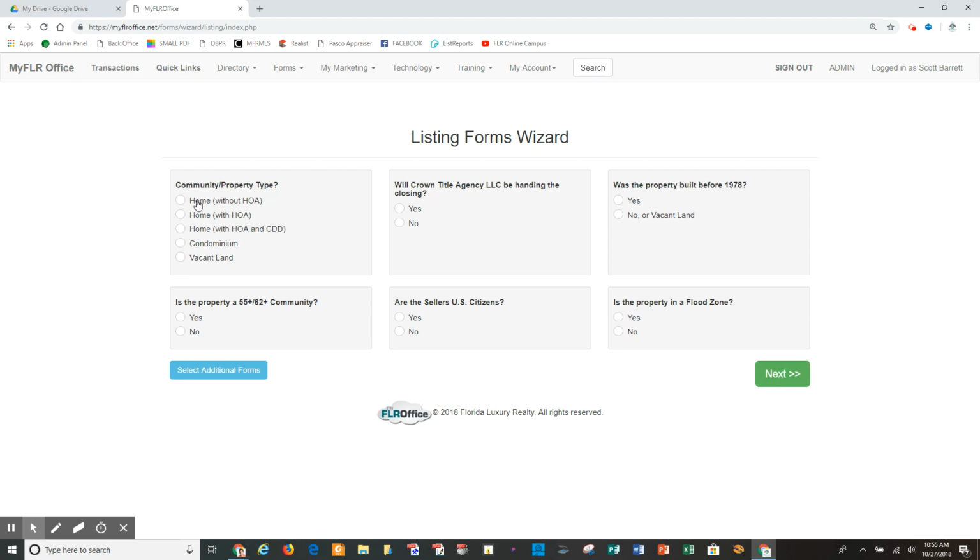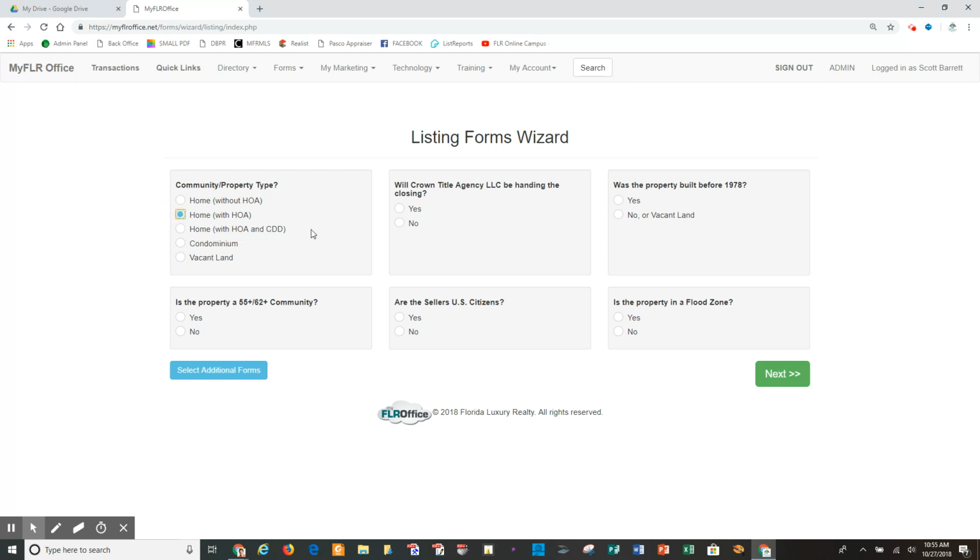If I choose home without HOA, it's going to give me the listing agreement, no disclosures. Home with HOA is going to give me the HOA disclosure. Home with HOA and CDD is going to give me the HOA and CDD disclosure. Condominium will give me the listing agreement with the condominium disclosure, and vacant land is basically going to give me the vacant land listing agreement versus a residential listing agreement. So let's choose home with HOA for this example.